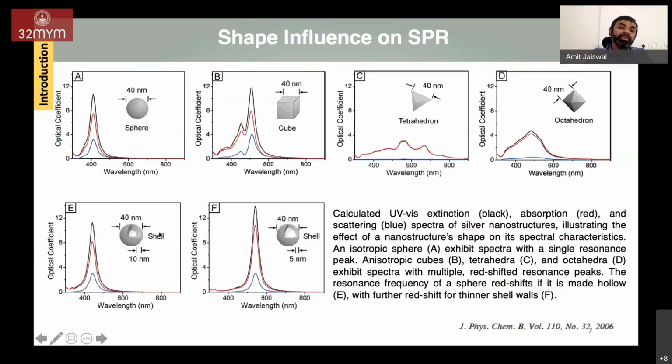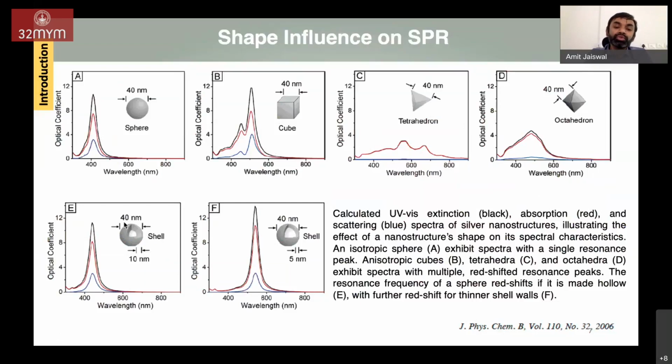On the other hand, if we prepare a shell-like nanostructure which will have a core of a dielectric coated by a thin metal surface, in this case the SPR wavelength shifts toward the higher wavelength.